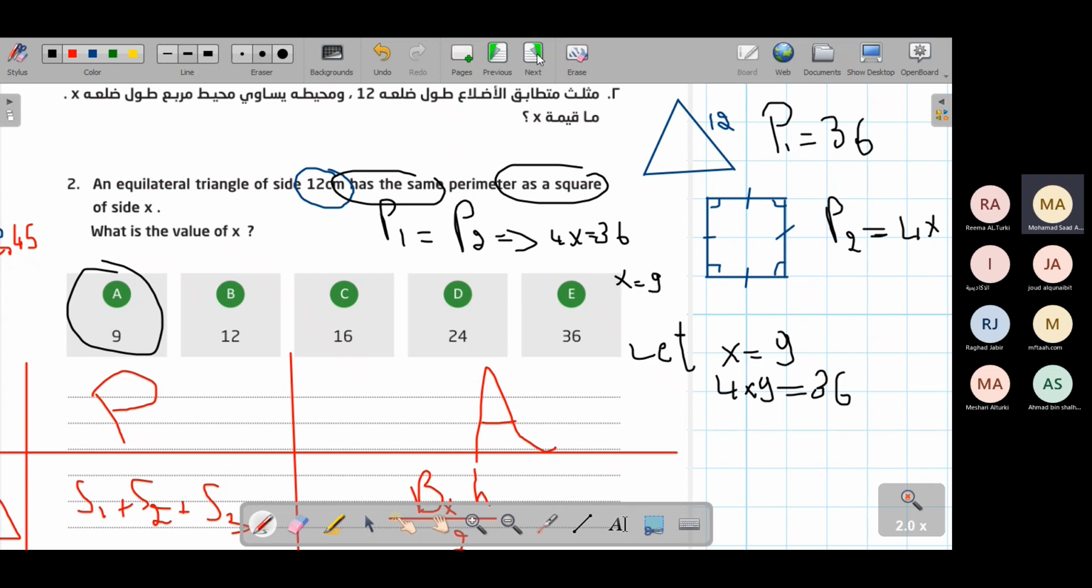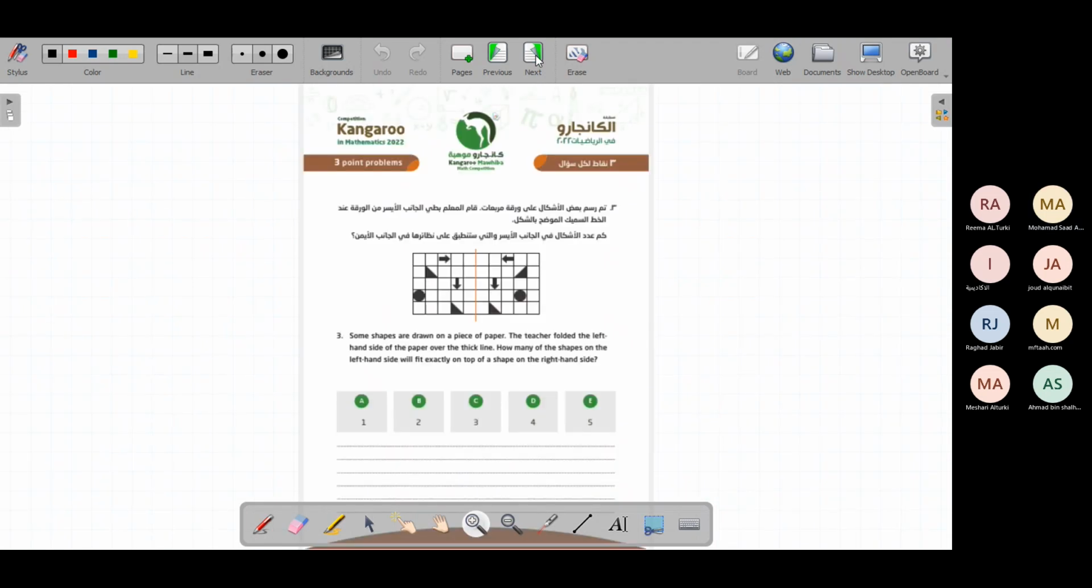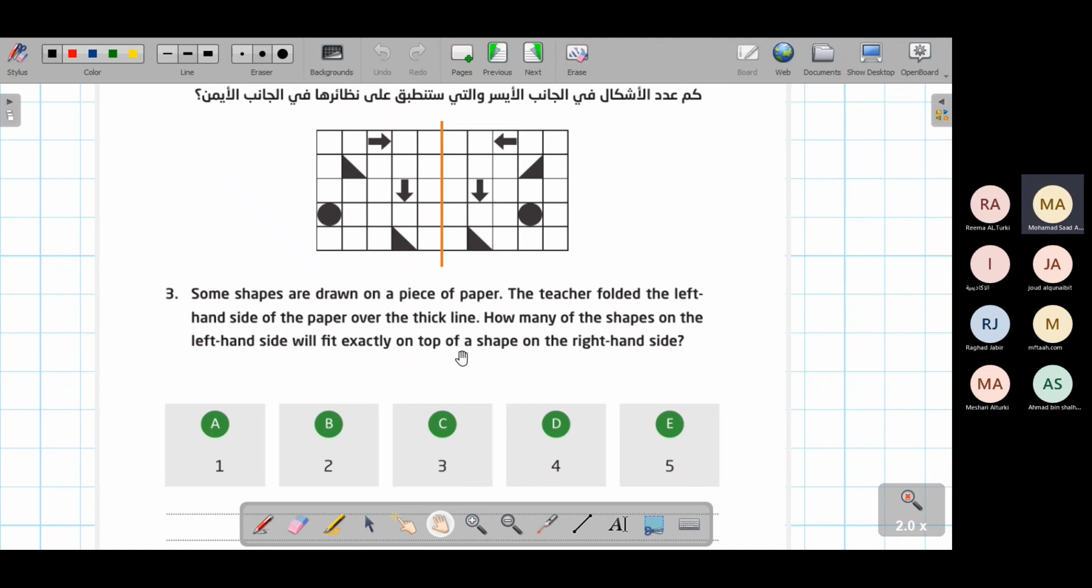For the other example, question number 3. Yalla Yahya. Yes, Mr. Yalla. Start by number 3. Do you want me to read it? Yalla, read the given, the question. Some shapes are drawn on a piece of paper. The teacher Okay, wait, Yahya.